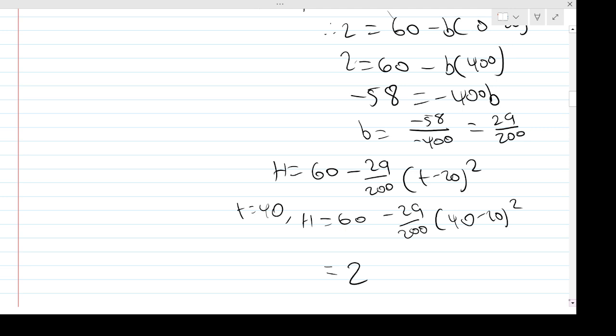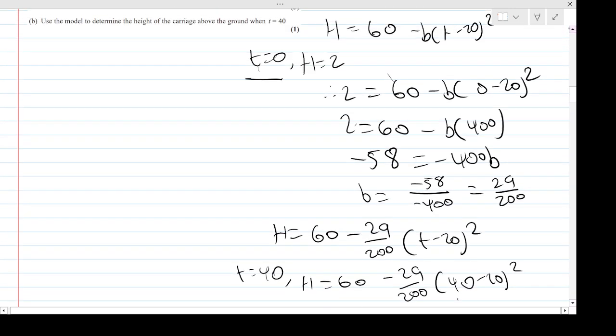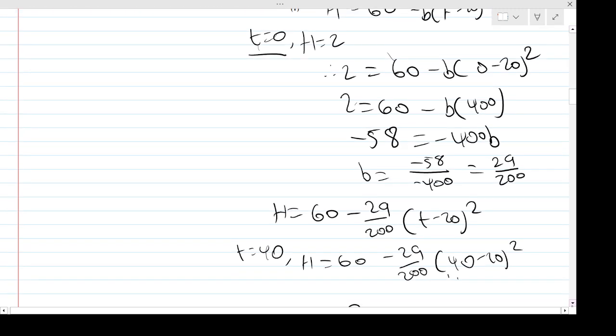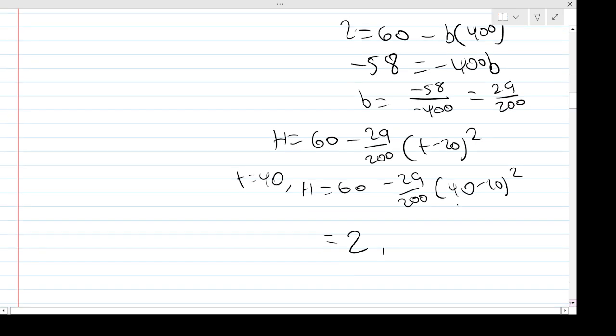We get 2, which makes sense because we got 2 up here when we found B, the initial height, the initial value when T is 0. But we got minus 20 squared, which would be 400. Well, here I get 20 squared as well, so I still get 400, so it'd be the same value. But anyway, we get 2, so that would be 2 meters. So therefore, the height when T is 40 is 2 meters. And there we are. So that's that question.